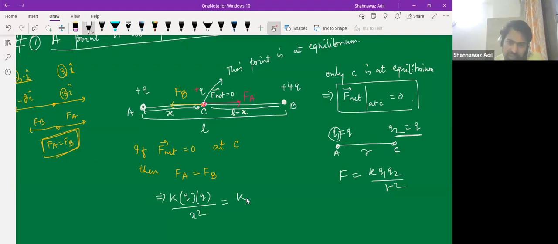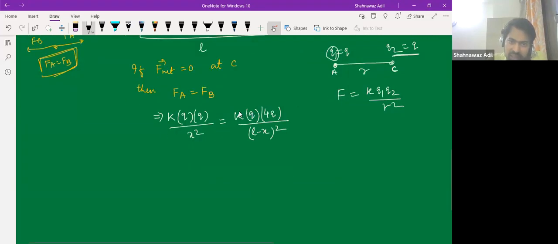Okay, sir. KQ into 4Q. Yeah, we don't write this sign whenever we are calculating, because we have already incorporated the direction. When we have incorporated the directions, we don't talk about the signs. Divide by L minus X the whole square. Yeah, this is what we have to do. K is cancelled, Q is cancelled, Q is cancelled. So we have 1 by x square equals 4 by L minus x square.